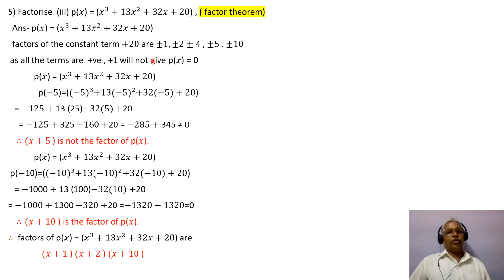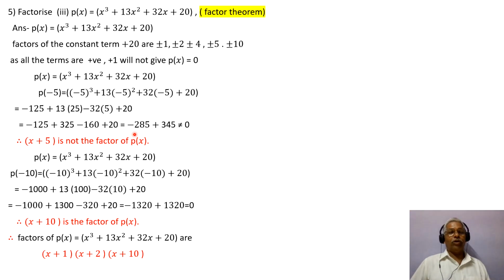The same problem continues. I have copied it down so that you don't have to go back and check. So we have seen for minus 1, minus 2 and minus 4. Now checking for minus 5 and minus 10. So coming here directly, p of minus 5 is minus 5 cube plus 13 into minus 5 square plus 32 into minus 5 plus 20. If you solve this, you get minus 125 plus 13 into 25 minus 32 into 5 plus 20.